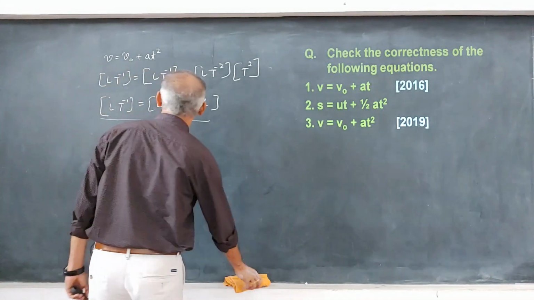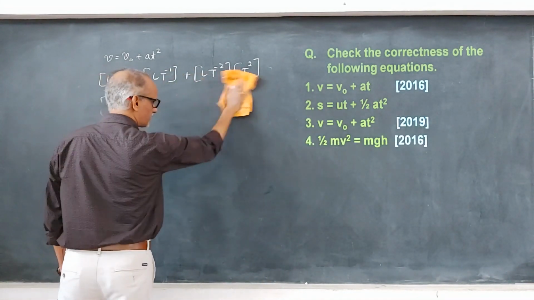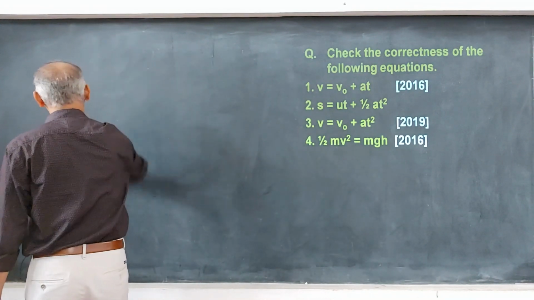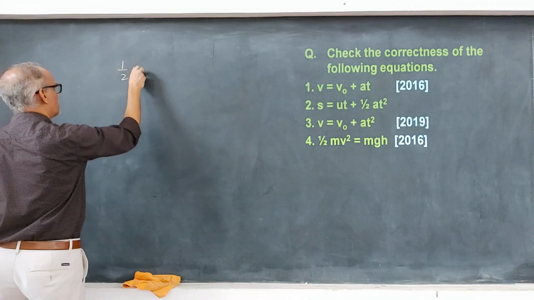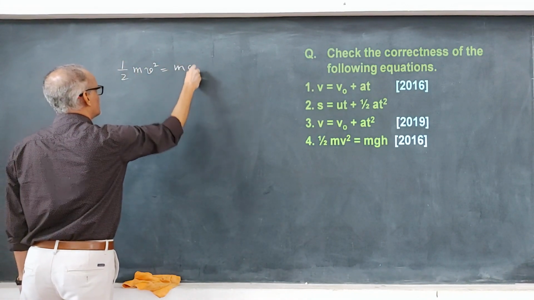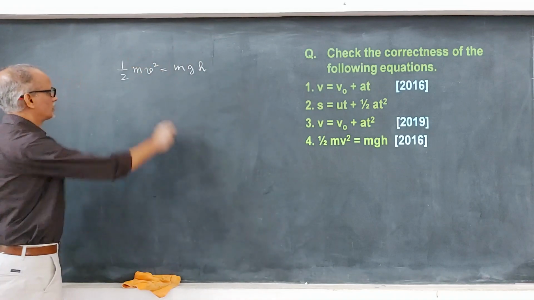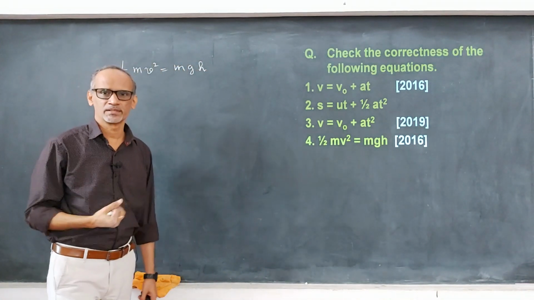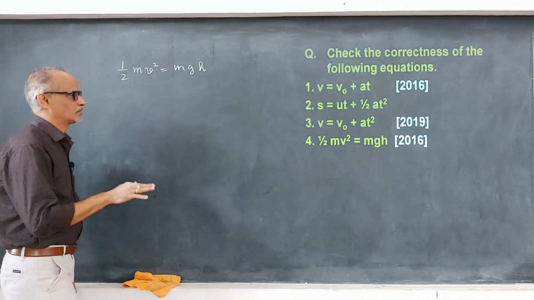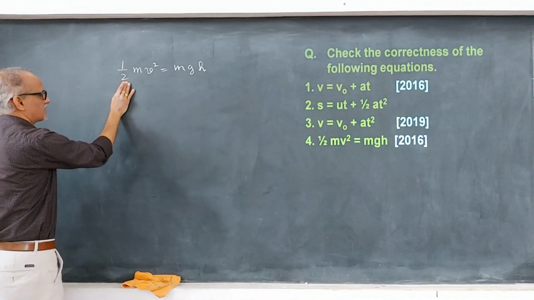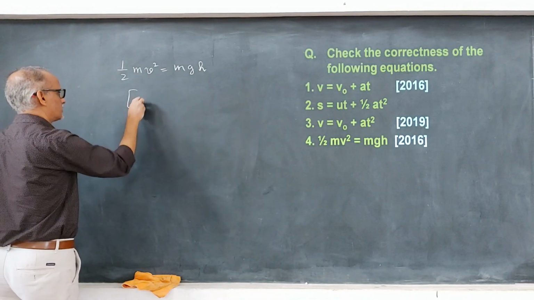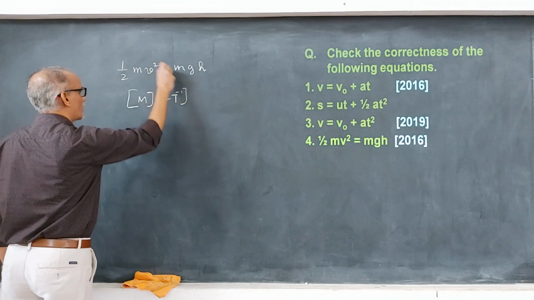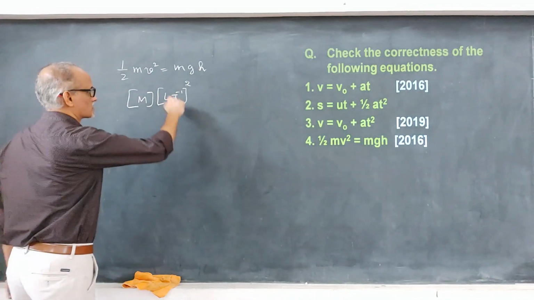Understood? Okay, so some more examples. Half mv square is equal to mgh. Okay, slightly different equation. Half mv square, you note it's the kinetic energy. Mgh is nothing but the potential energy, the formula for potential energy. Again, not to worry, what is important is the term. What is m? Mass. Half is a number, we don't write that. M, mass, so write M. Square of the velocity. So first you write velocity Lt minus 1 and then square, important. Square you write outside.